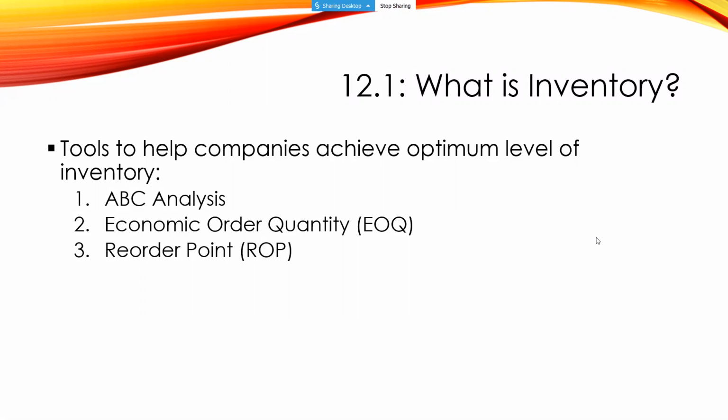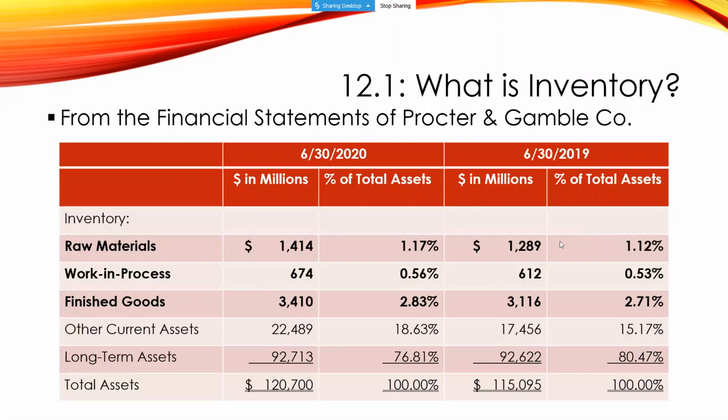And that's something that you can kind of see here with Procter and Gamble. Their inventory is very low for that reason. Don't have to store as much, don't have to have as much security over it, don't have to worry about obsolete goods, spoiled goods, things like that.